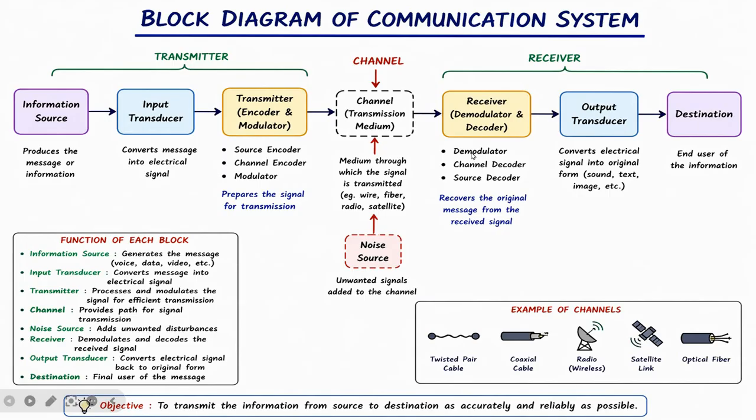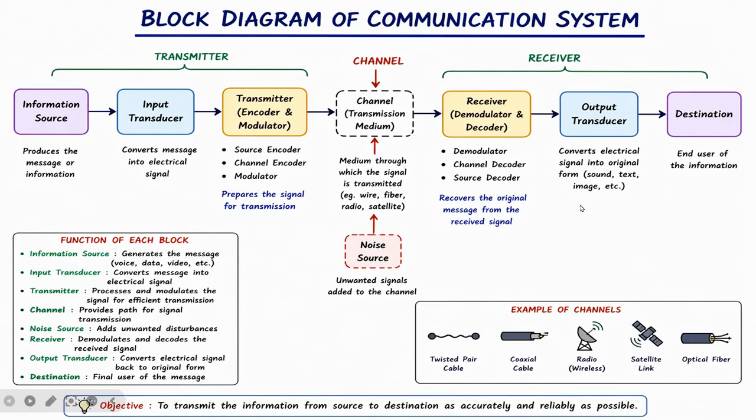Demodulation is performed by using a demodulator, which will extract the original signal from the modulated signal. Then channel decoding will detect and correct the errors, and it is done by using the channel decoder. Then you have the source decoder, which will perform the source decoding, that is, it will reconstruct the original message. So the receiver will ensure that the received message is as close as possible to the original, and it will recover the original message from the received signal.